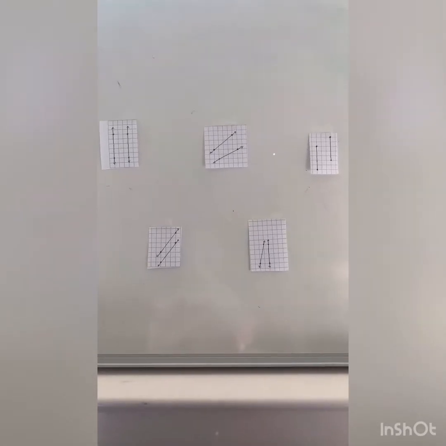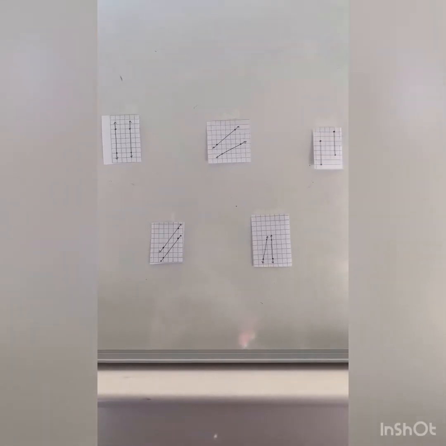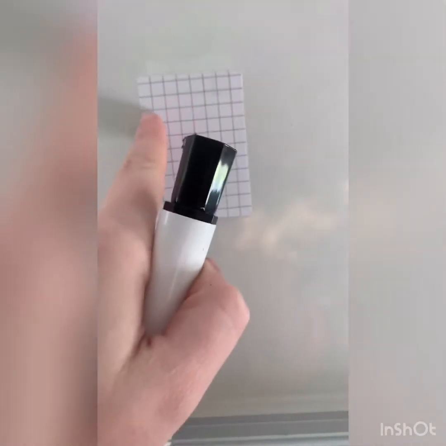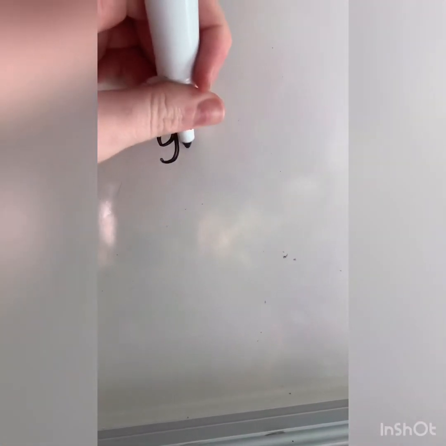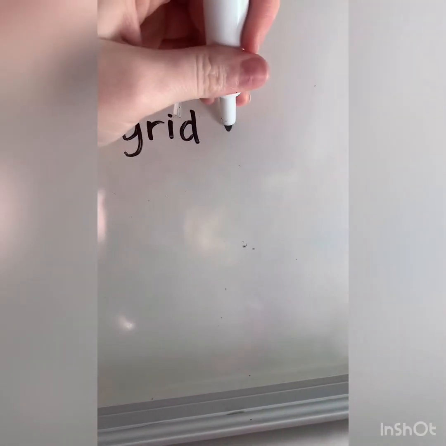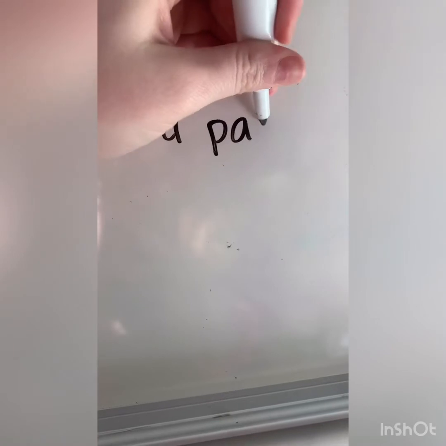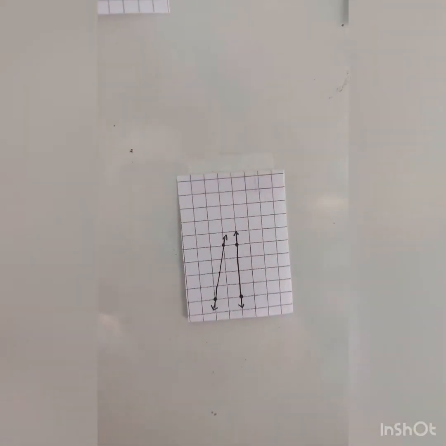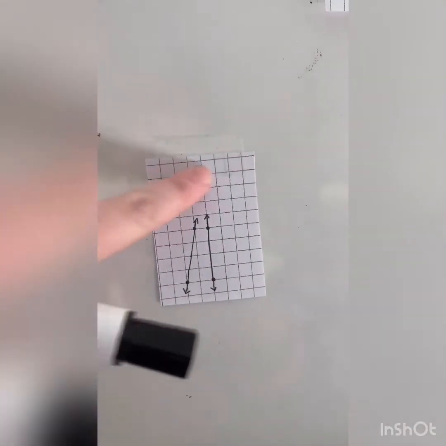Sometimes we will see lines, line segments, and rays drawn on grid paper. This is grid paper. It's spelled G-R-I-D, grid, paper, P-A-P-E-R. It has boxes just like these to help us count and measure.